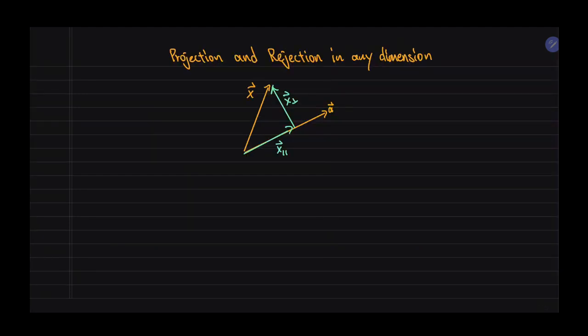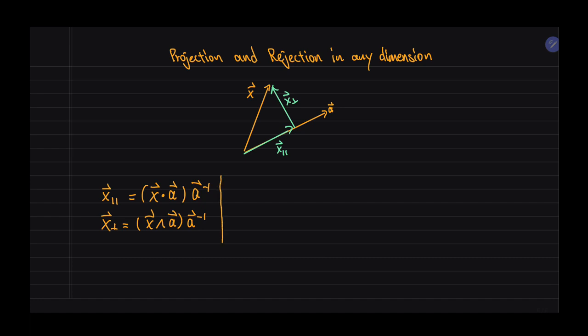And now, from our derivation, we have x parallel equal to x dot a geometric product a inverse, and x perpendicular equal to x wedge a geometric product with a inverse.